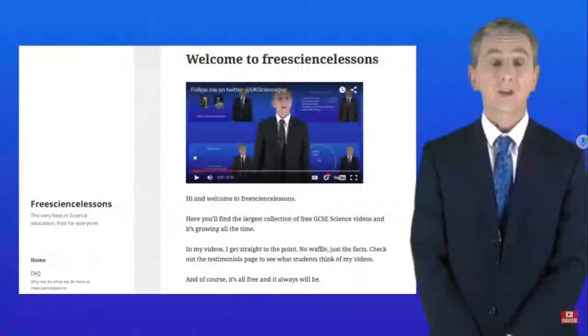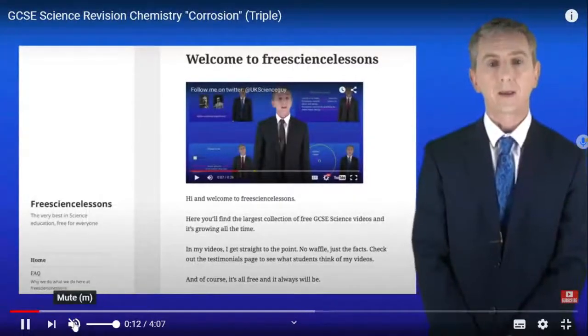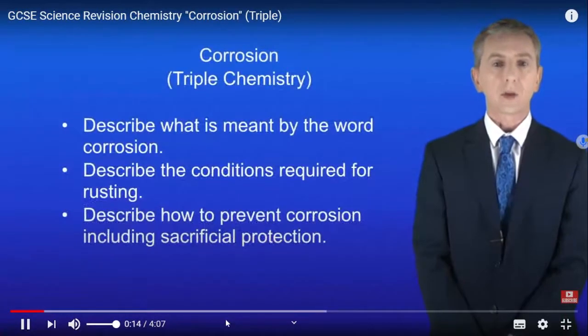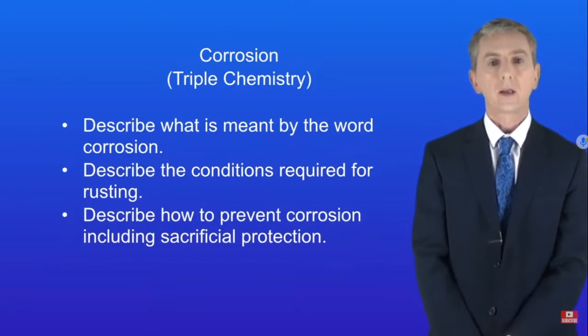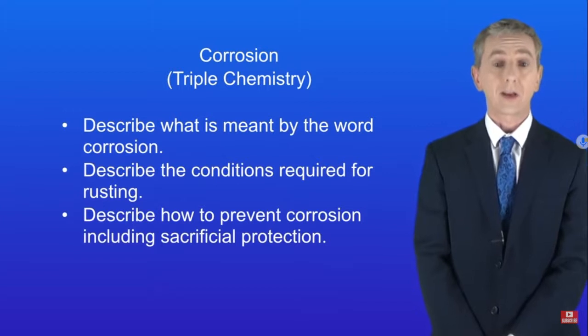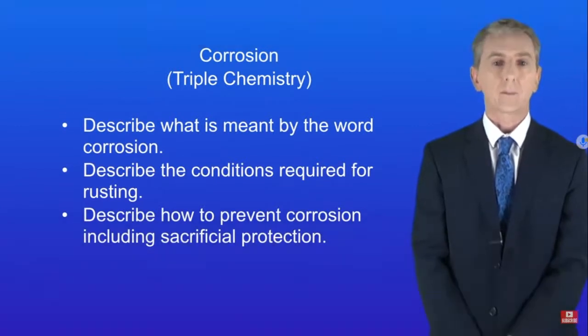Hi, welcome back to freesciencelessons.com. By the end of this video, you should be able to describe what's meant by the word corrosion. You should then be able to describe the conditions required for rusting. And finally, you should be able to describe how to prevent corrosion, including sacrificial protection. And all of this is for triple chemistries only.